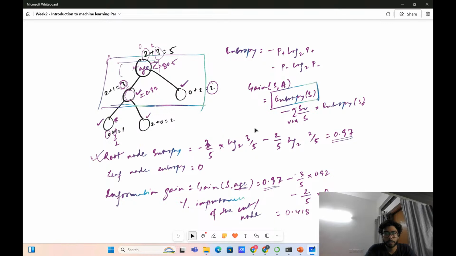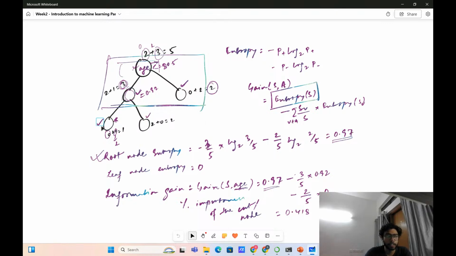And similarly, minus P minus. What is the probability that the result is 0? So that is 2 by 5, right? 2 samples are 0 out of 5. So minus 2 by 5 times log base 2 of 2 by 5. If you calculate this, you'll get the value 0.97. That is called the root node entropy. I mean, before you begin the tree, at the root node, this is your entropy, right? Similarly, you can calculate the entropy at each node, right?